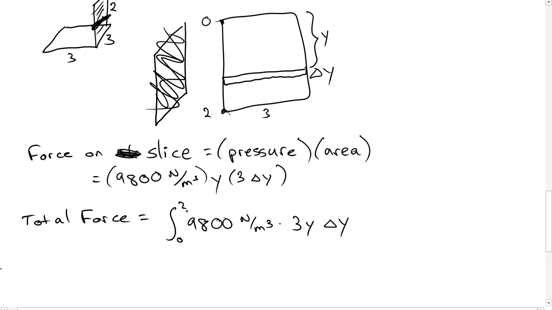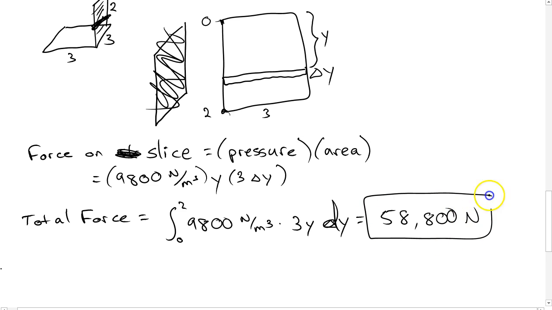Okay, so you do this integral. It's pretty easy because you're just integrating y dy. Oh, that should be a d. You know, you take a limit. Delta y turns into dy. So you do this integral. You're just integrating y dy, and you get 58,800 newtons. Okay, so yeah, not too bad. The plate was a square, so of course this is going to be somewhat simple.